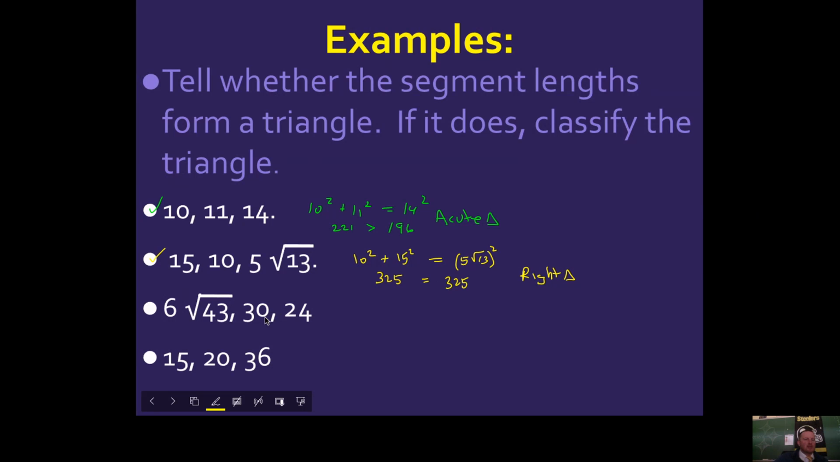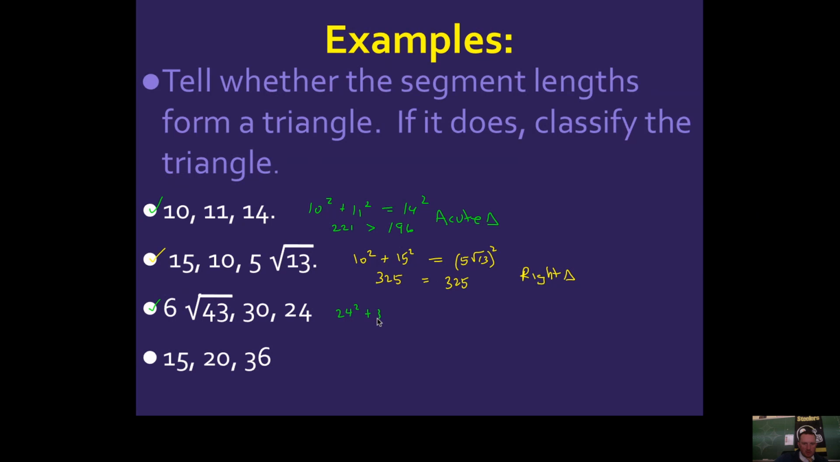Next one, again, it's definitely out of order. 30 is bigger than 24. What about the square root of 43? It's a goofy looking number. It's a little bit bigger than 39. This is the biggest. That's important. 24 plus 30, is that bigger than 39? Definitely, so it makes a triangle.